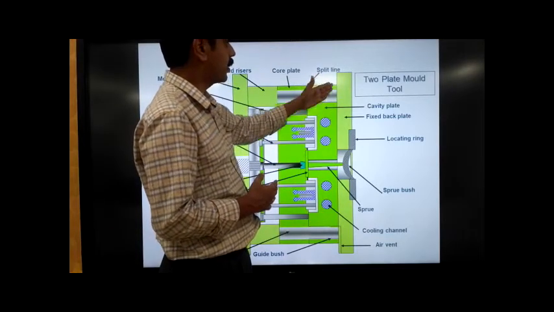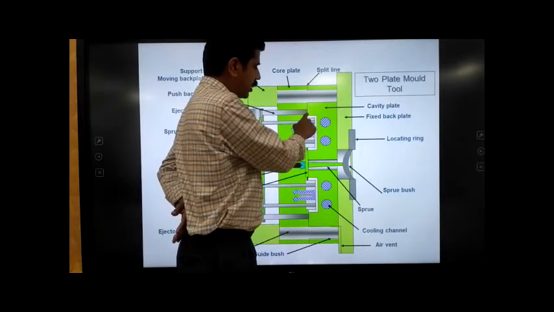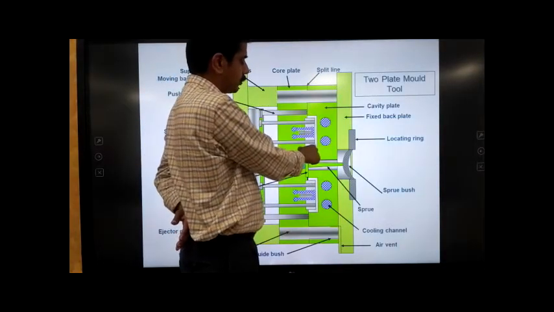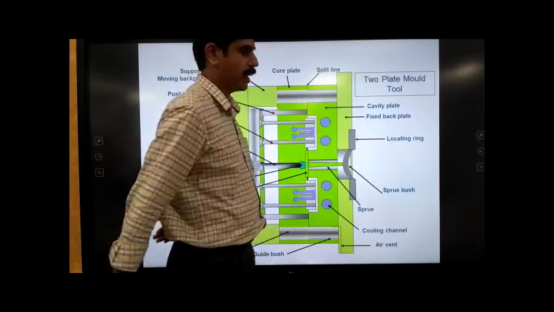Here we have this cavity plate. Why is it called the cavity plate? Because the cavity is going to be the external shape of the part. This is actually the part. The external shape of the part is given by the cavity plate.